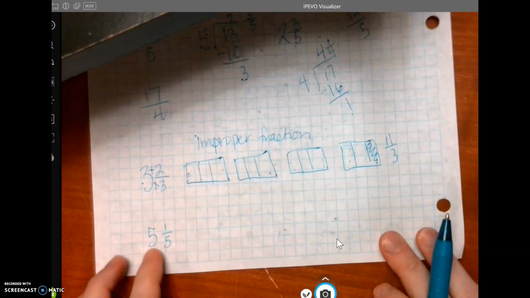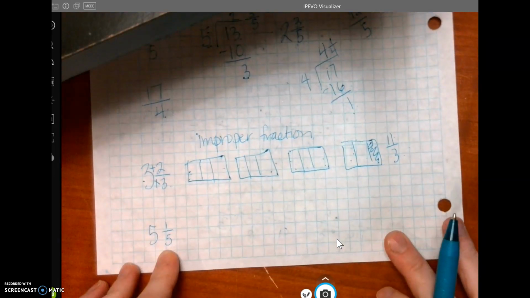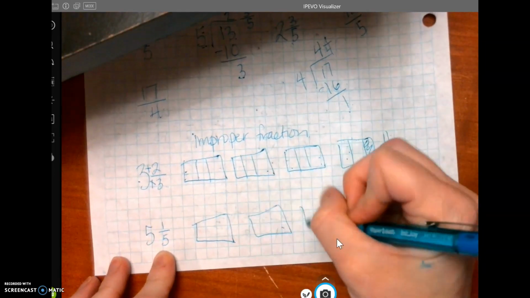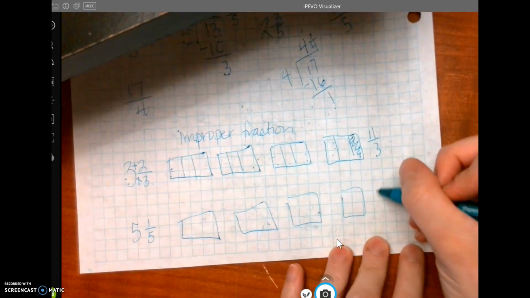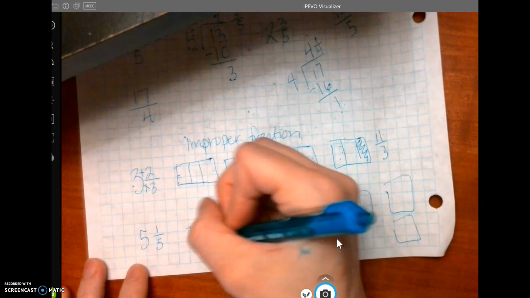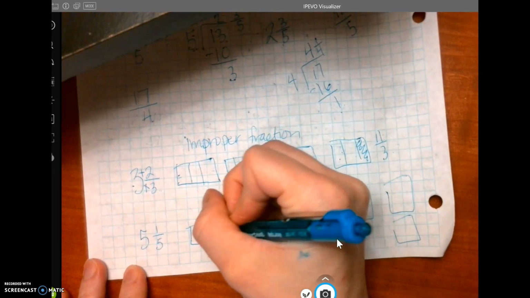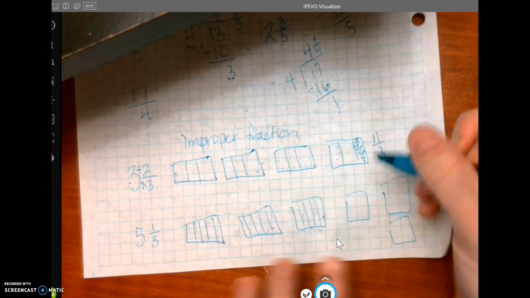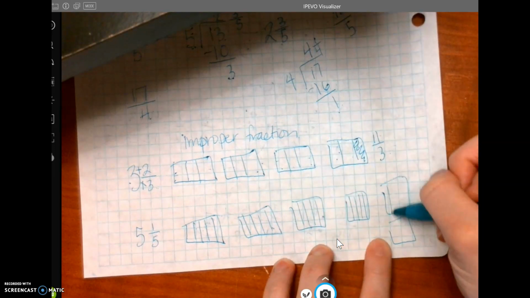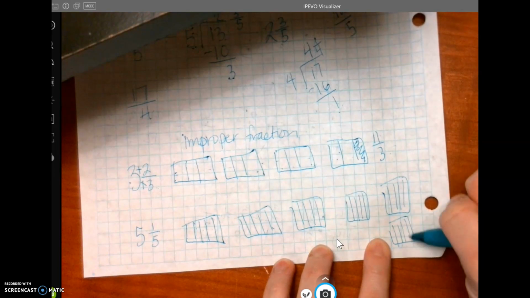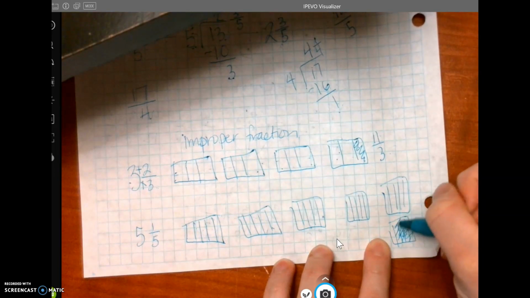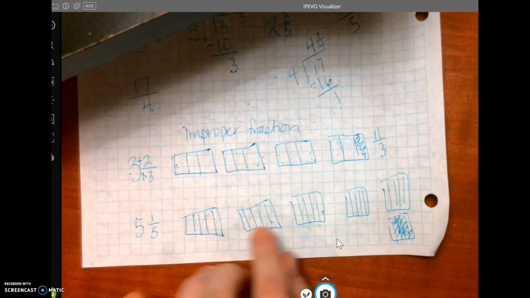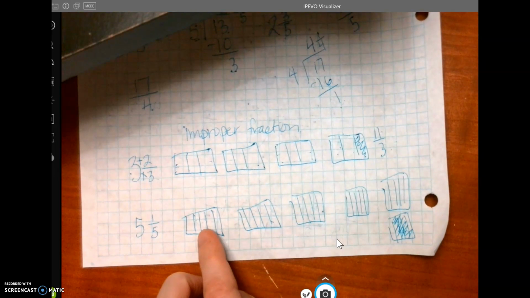Okay, last one, 5 and 1/5. We're going to turn that into an improper fraction. So 5. Okay, so I'm going to break this into 5 chunks. 1, 2, 3, 4, 5. Okay, so we only have 1/5 there. So 5 and 1/5 would be, okay, we've got 5 wholes and then 1/5.